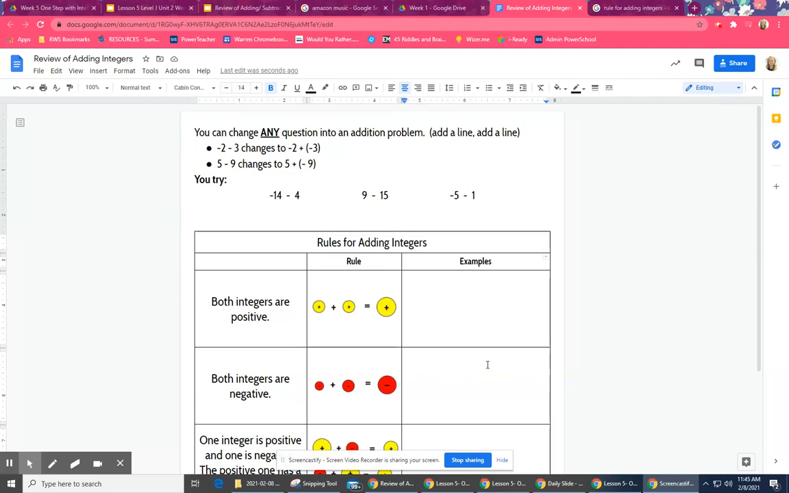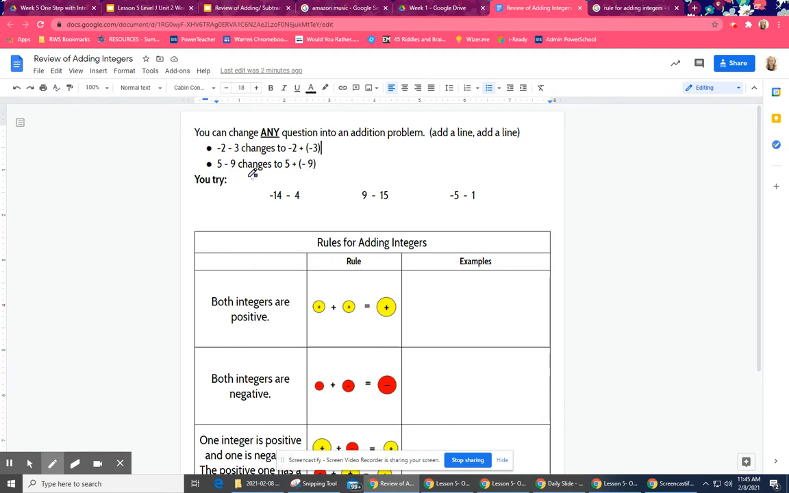So this is another review of adding integers because I feel like we need some extra practice on it. At the top it says you can change any question into an addition problem, and then in parentheses I put add a line, add a line. And what that means is you can take -2 minus 3 and change it into -2 plus -3. If you have an addition sign in the middle, it makes your rules much more clear. And then I have another example, 5 minus 9 can change to 5 plus -9.